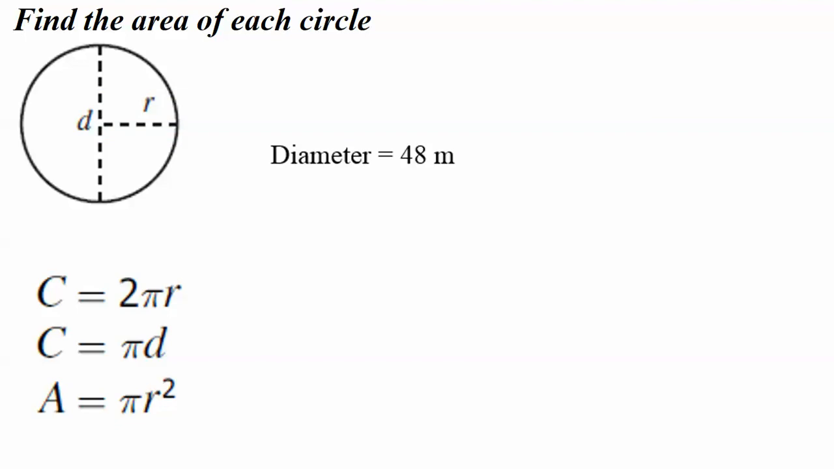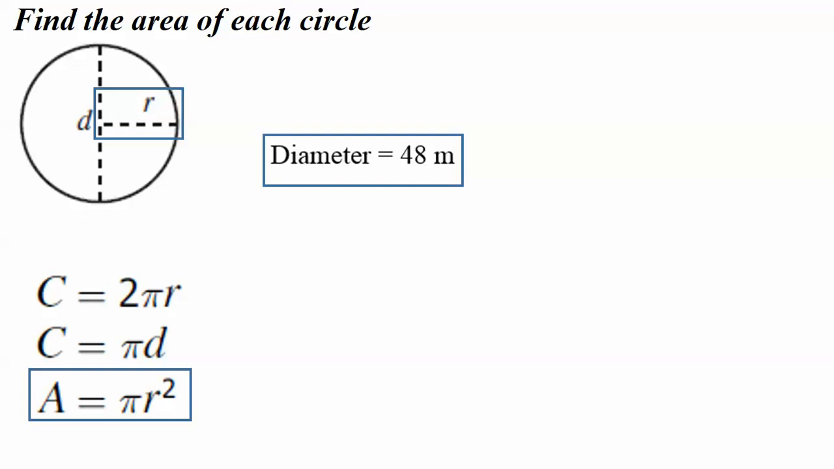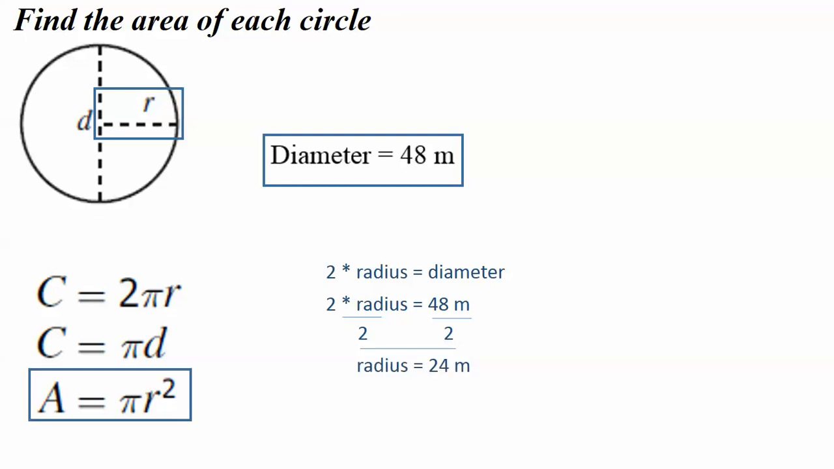Now, instead of having a picture, I am told that my diameter is 48 meters. But my area formula still needs the radius. So I'm going to have to solve 2 times my radius equals the diameter. My diameter is 48 meters, so 2 times the radius will be 48 meters. I'll divide both sides by 2, and my radius will equal 24 meters. Now I have that lowercase r.